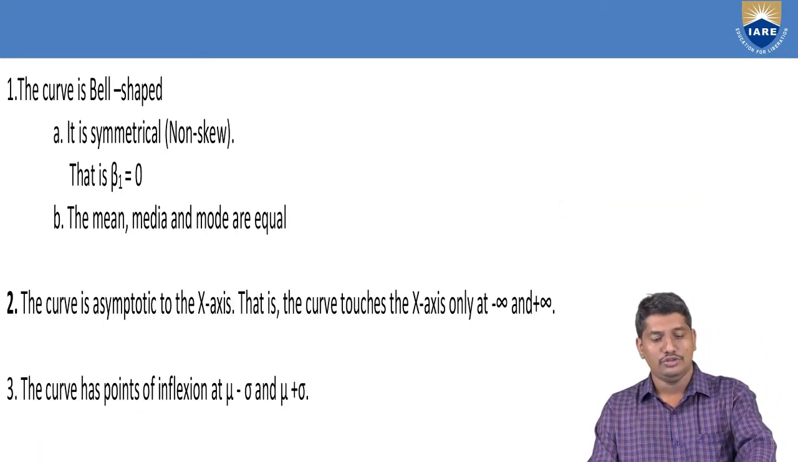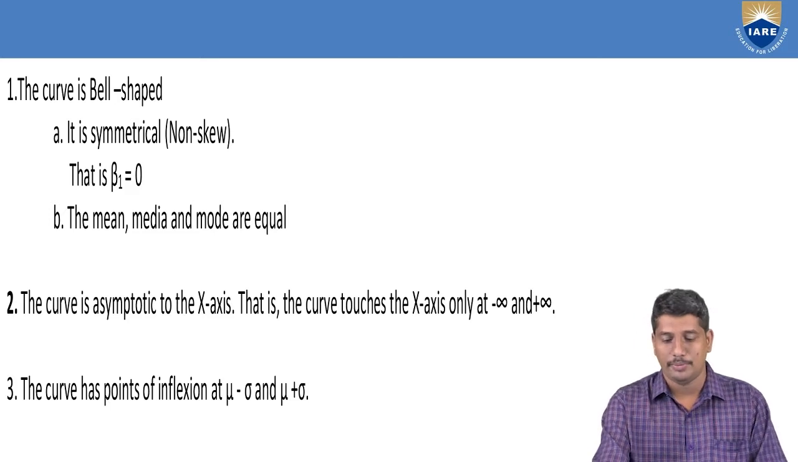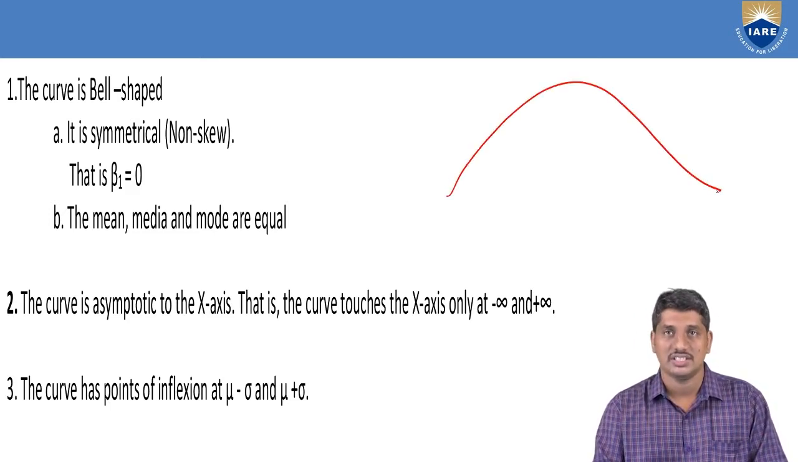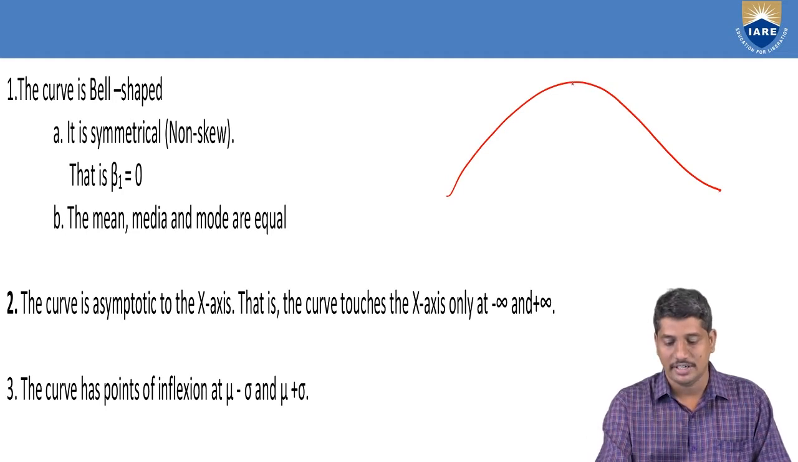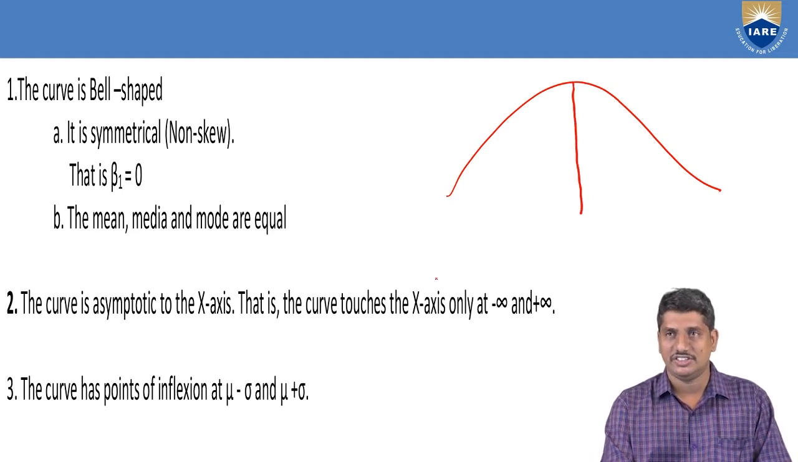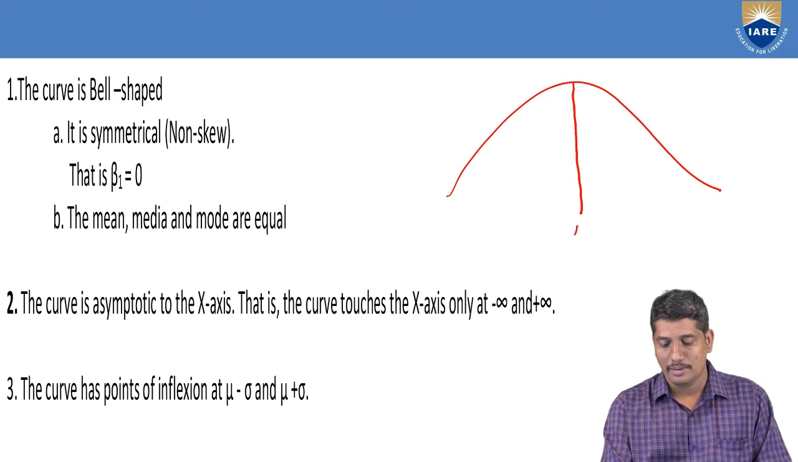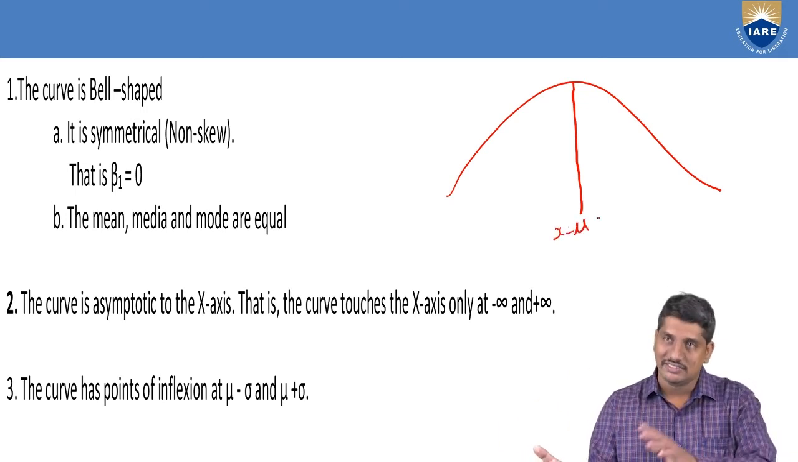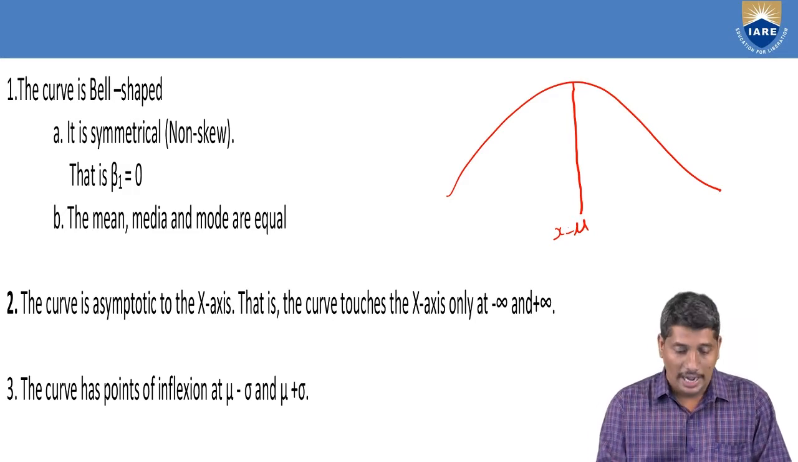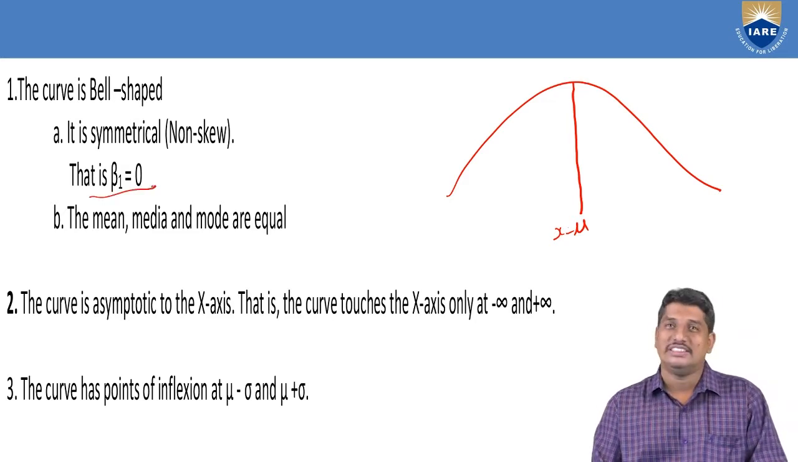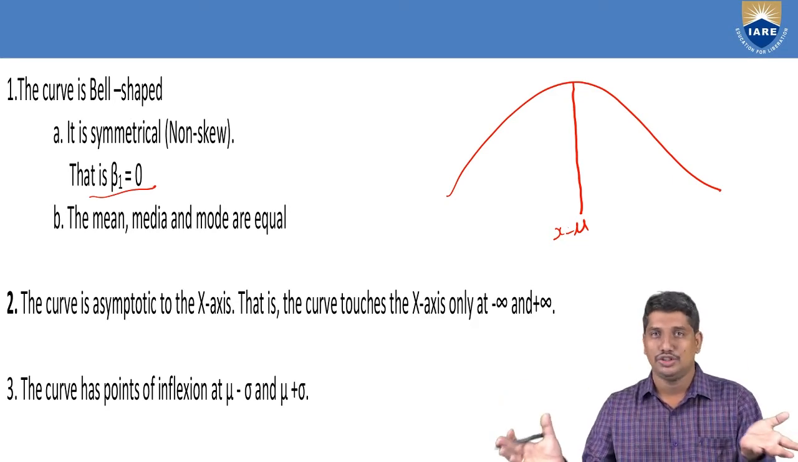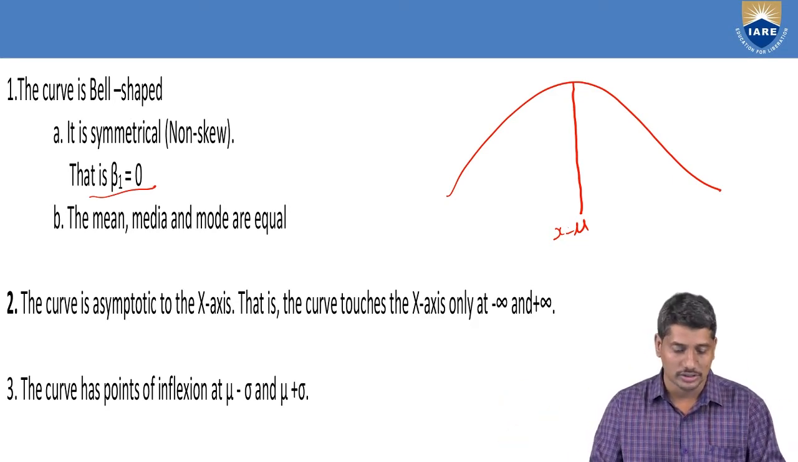As I told you, the curve is bell-shaped. Bell-shaped means it's like a temple bell placed in reverse. And it is symmetrical. Symmetrical means it is equally stretched around the line x = mu. That means right side 50%, left side 50%. And the skewness is 0, because it is equally stretched on both sides. Perfectly symmetric, skewness is 0.